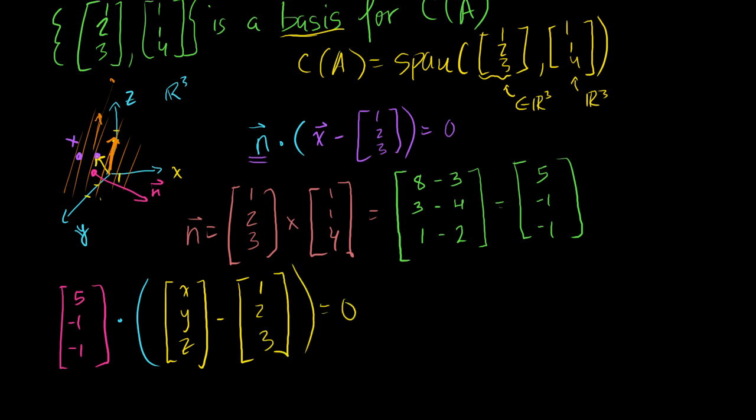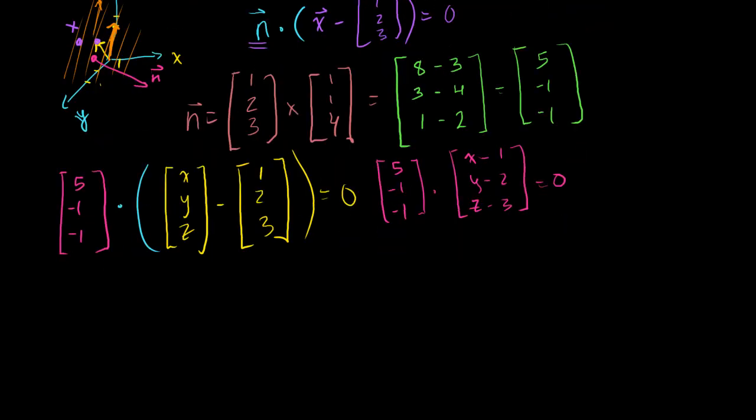So what's this? Let me write a little smaller, a little neater. 5, minus 1, minus 1 dot, what's this guy going to be? x minus 1, y minus 2, and z minus 3 has got to be equal to 0. And what's the dot product? It's 5 times x minus 1 plus minus 1 times y minus 2 plus minus 1 times z minus 3 is equal to 0. That's just the definition of our dot product.